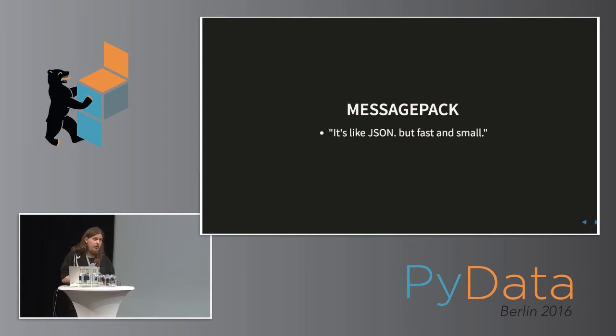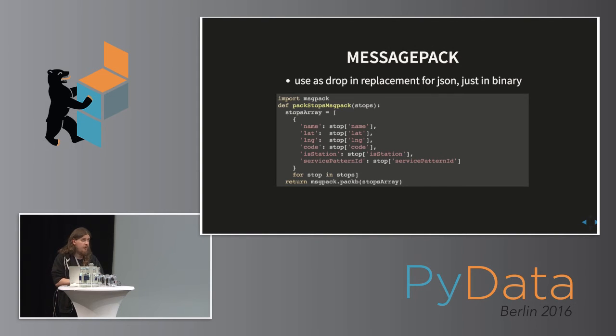So one way to maybe turn into binary, but still keep what JSON does, is to use something called MessagePack. They advertise themselves as being like JSON, but fast and small. MessagePack is almost like a drop-in replacement for JSON. You can actually just tell MessagePack, well, here's a JSON, just turn this into binary, and it will.